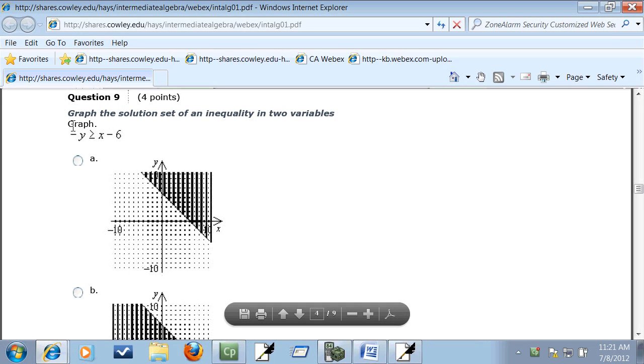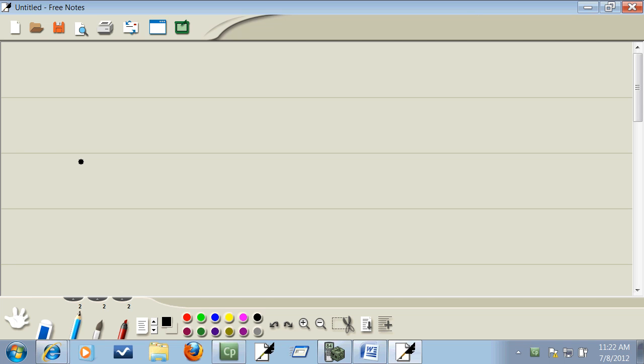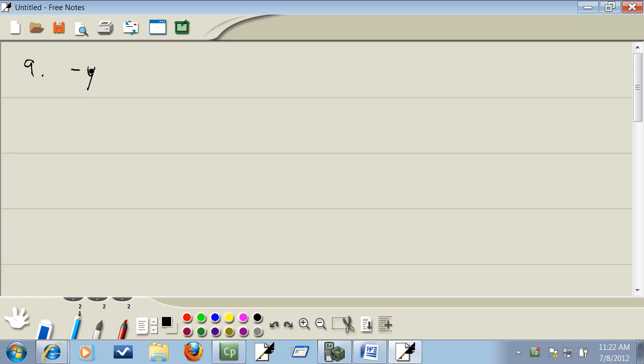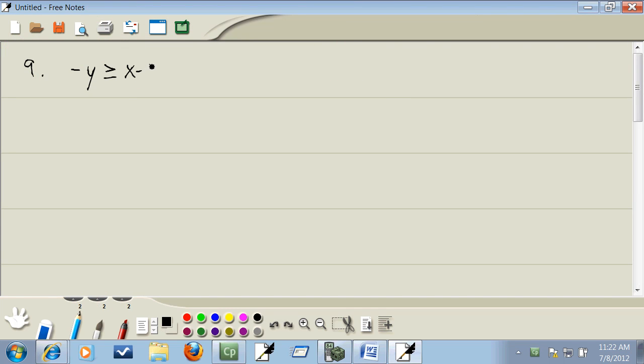Let's take a look at problem number 9. And first we'll look at it by hand. And it says graph negative y is greater than or equal to x minus 6.